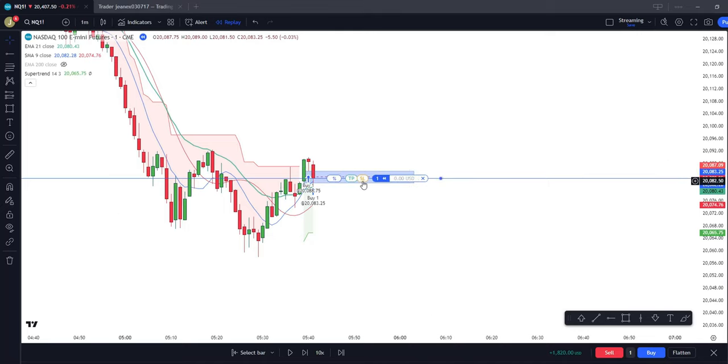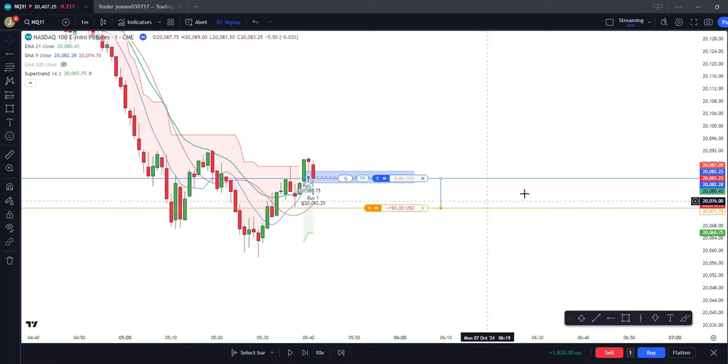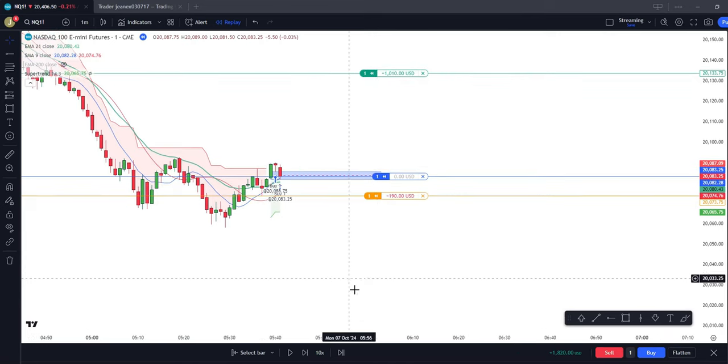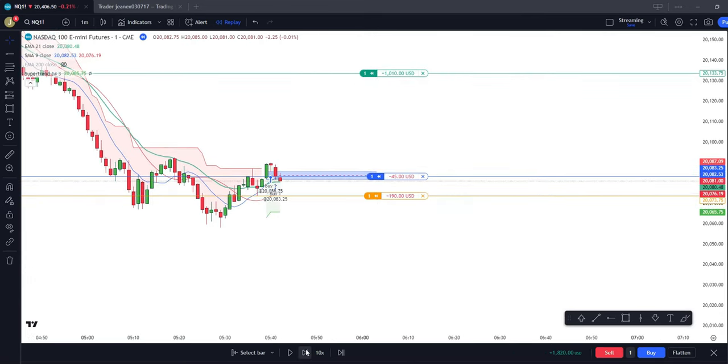And you are not risking a lot if you put your stop loss even here. You're not risking a lot. And then you're aiming to get another 1,000. So easy, right? In paper trading.